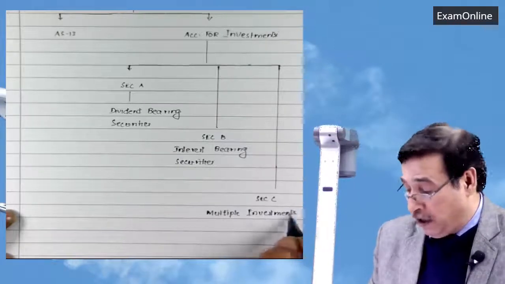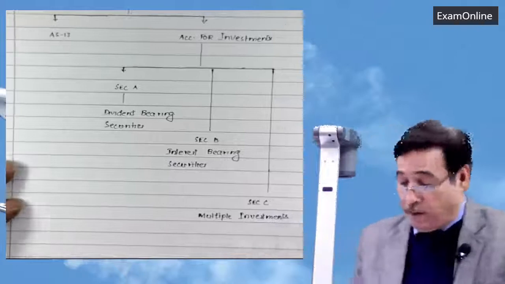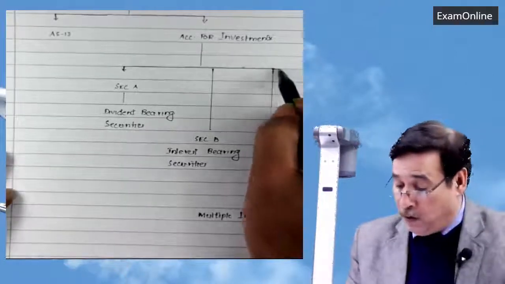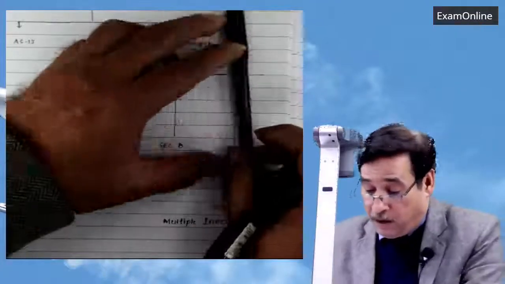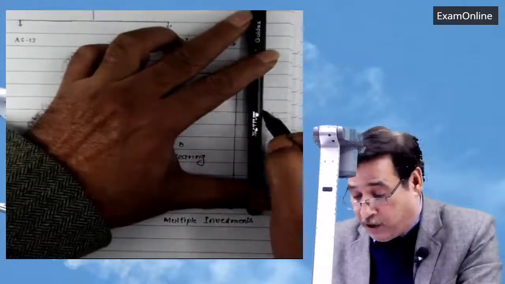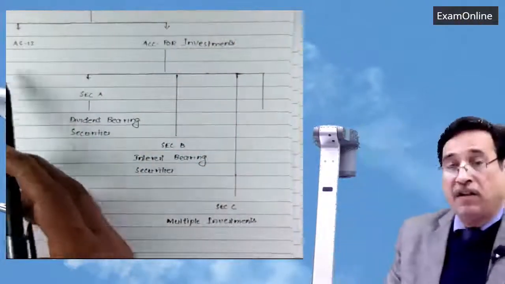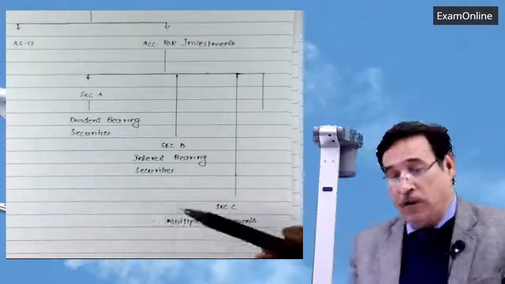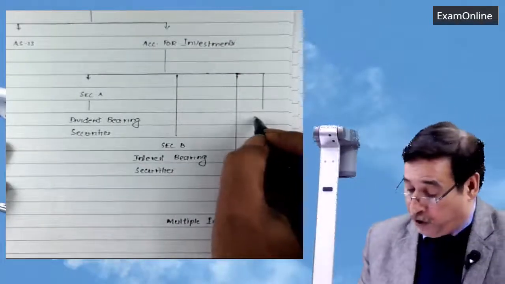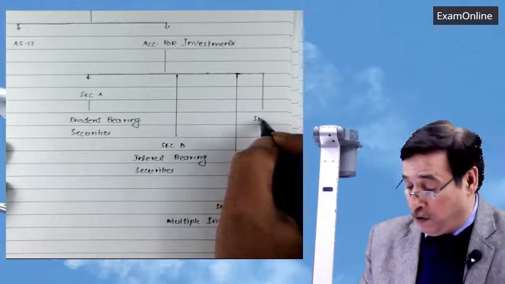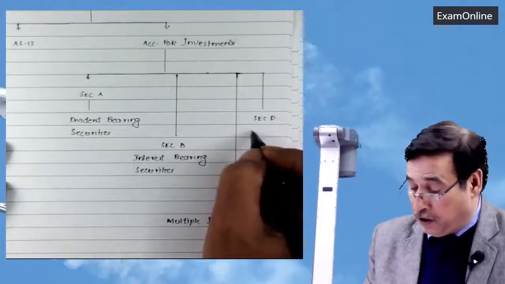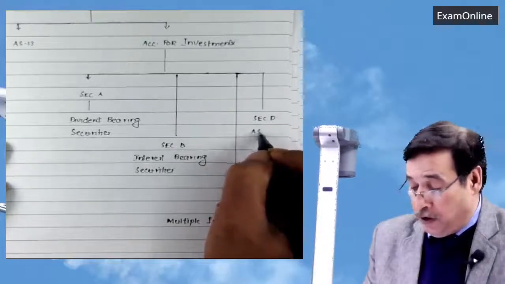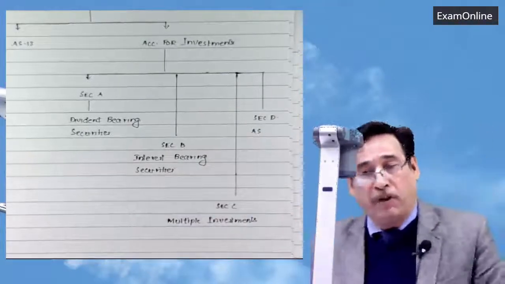And then finally, we have kept a Section D also. Under Section D, we have covered questions on the standard. We will cover the standard first, and questions related to the standard we will cover in Section D. So Section D relates to questions related to accounting standards. That is how we are going to go about this chapter.